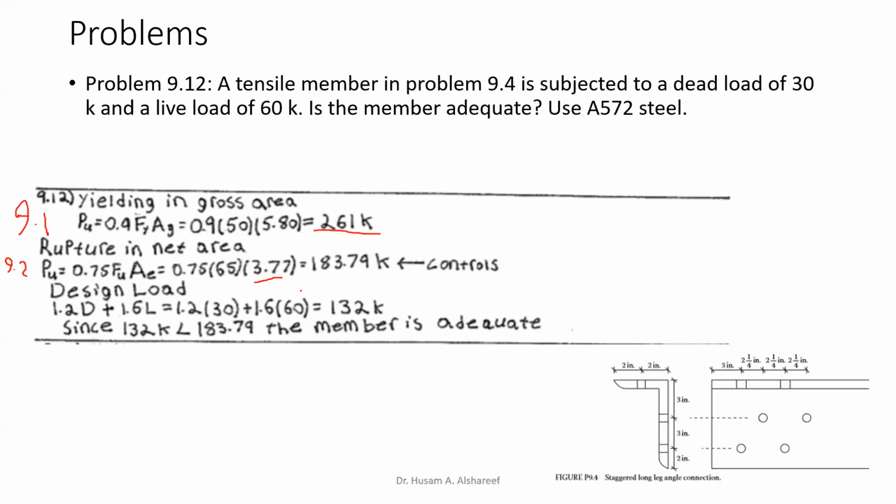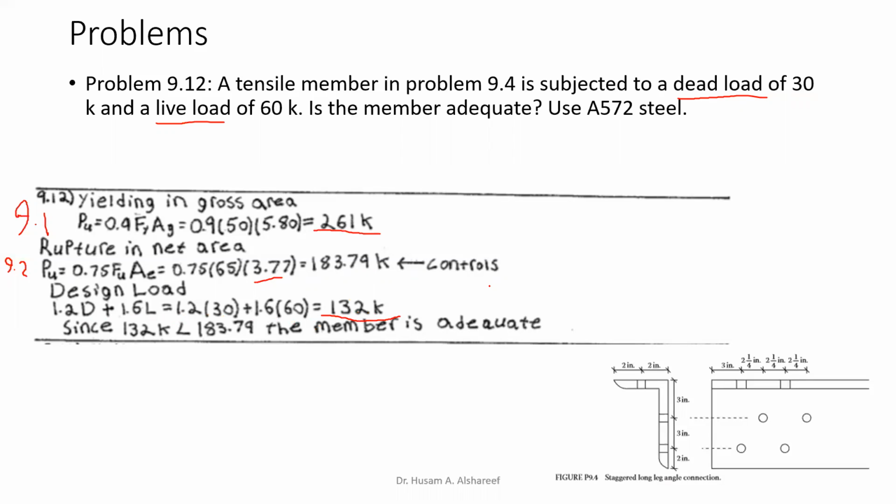So then we go to the design and ask, what load combination should we use here? Well, since we have dead load and live load only, it's going to be 1.2 dead load plus 1.6 live load. So 1.2 times 30 plus 1.6 times 60, which is 132.